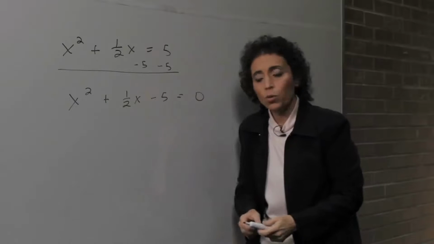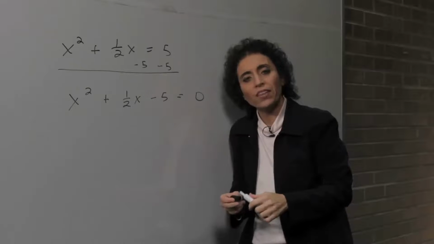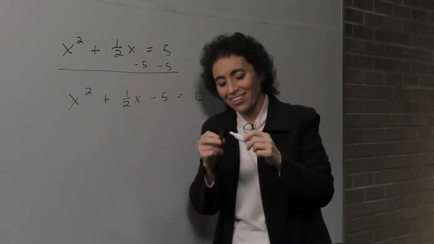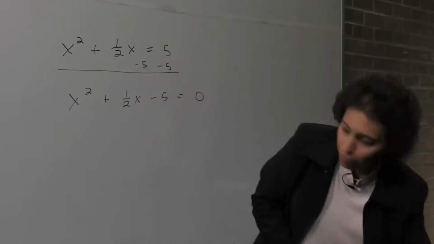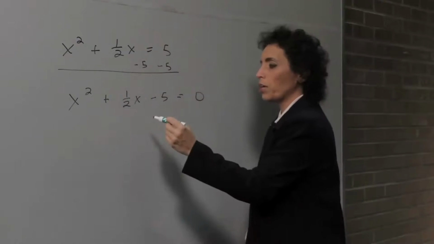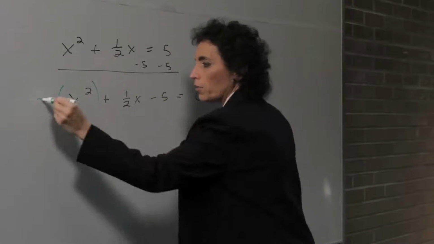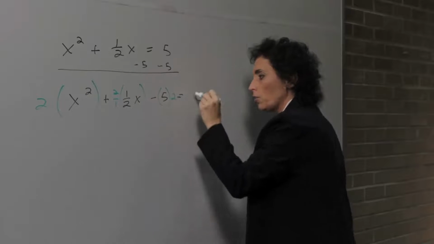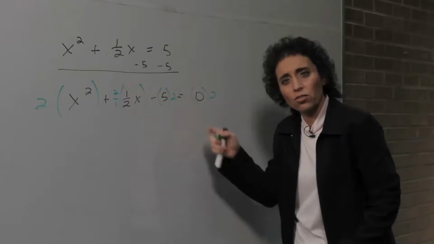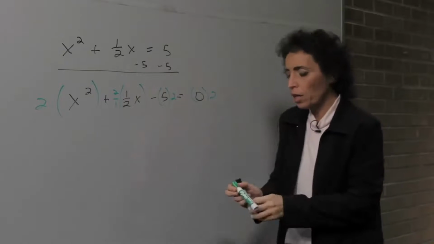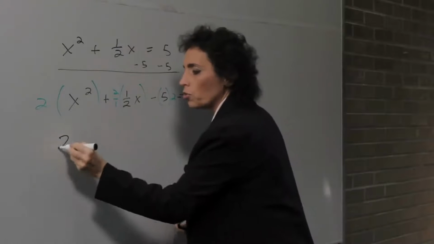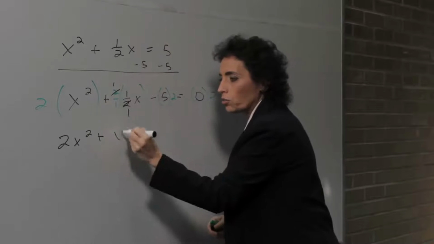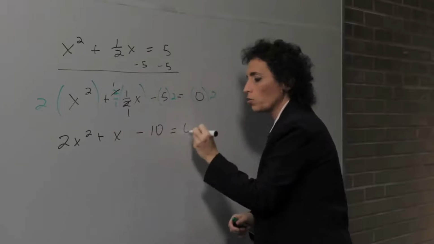Now to clear it, we have to multiply every single term by the LCD, which is 2. So I'm going to multiply everything by 2 here. Even the 0, you're supposed to multiply everything. So it's 2x squared plus 1x, or x, minus 10 equals 0.